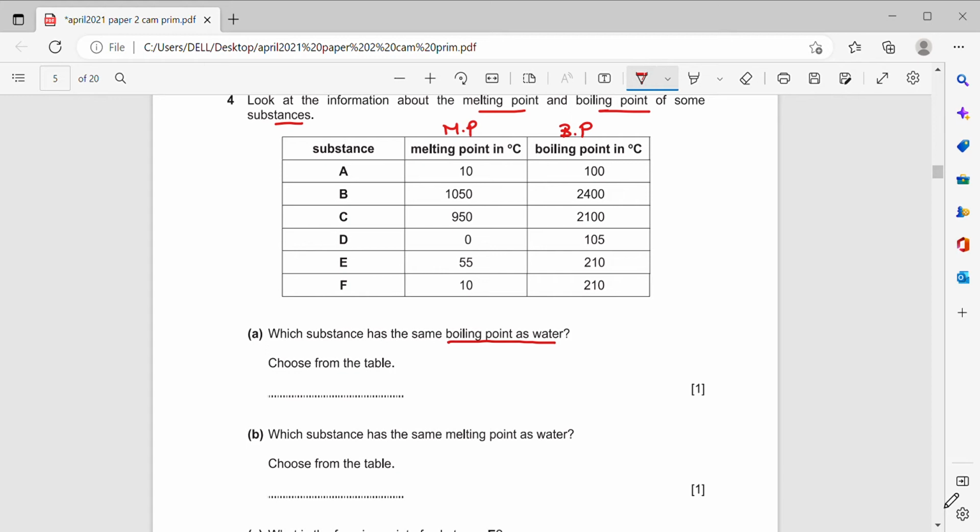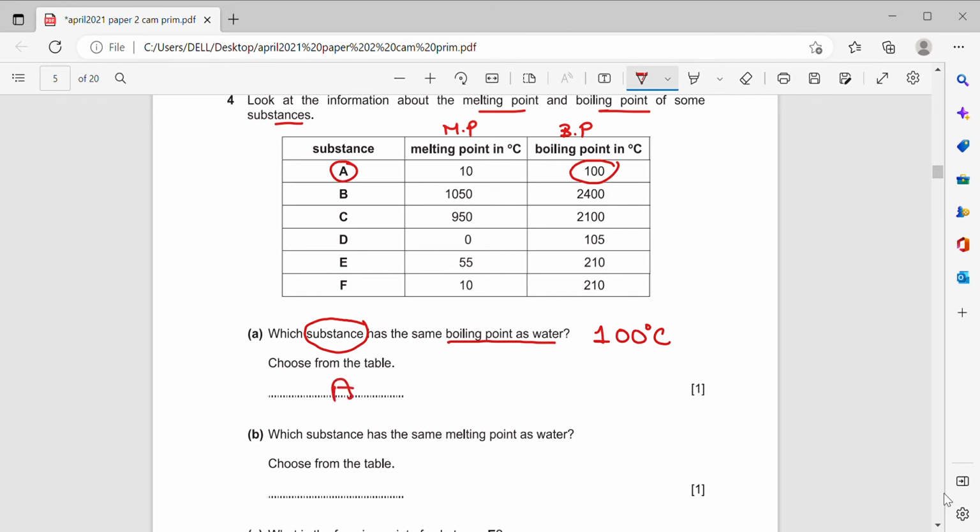First, what is the boiling point of water? The boiling point of water is 100 degrees Celsius. Which substance has the same boiling point as water? Let's look for who has 100 degrees Celsius. A, so I have substance A.